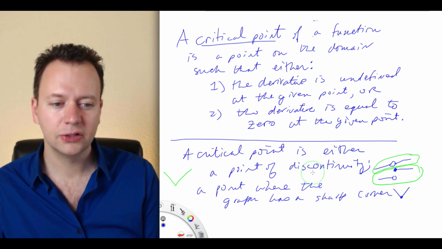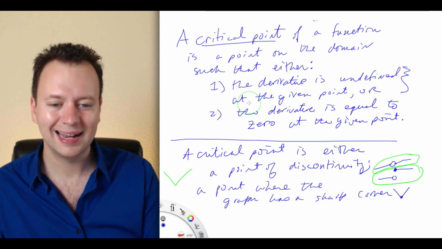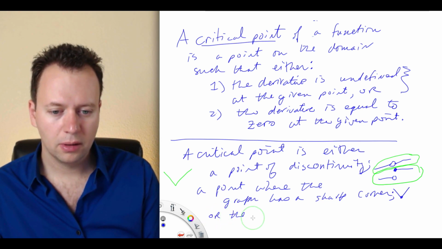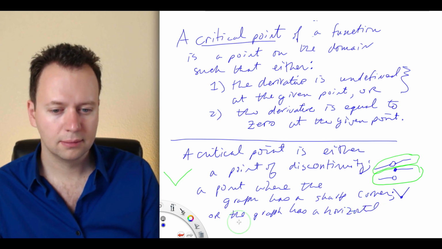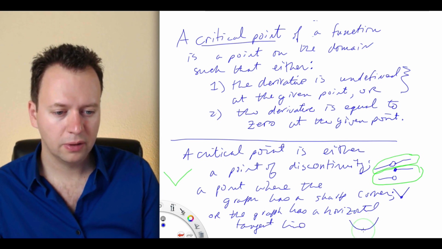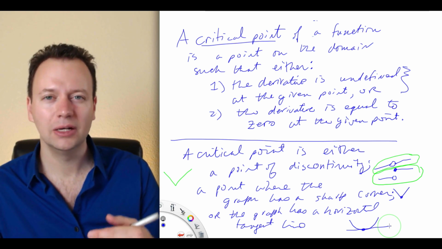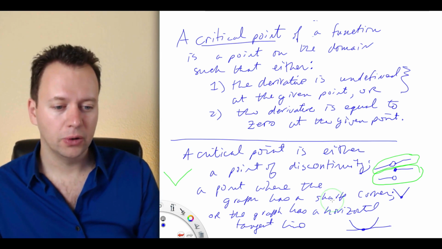So those two cases, discontinuity or a sharp corner, describe the two main ways in which the derivative might not exist. And then, or, the graph has a horizontal tangent line. So in other words, something like that. So at the bottom of this, you have this horizontal tangent line indicating that the derivative is equal to 0, because a 0 derivative means that the tangent line has 0 slope.